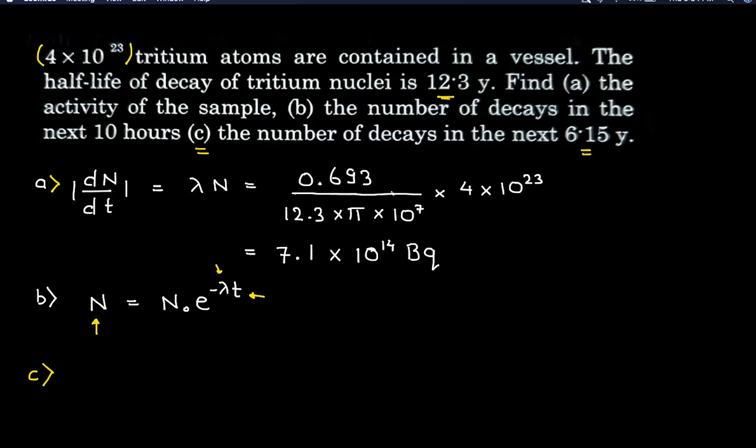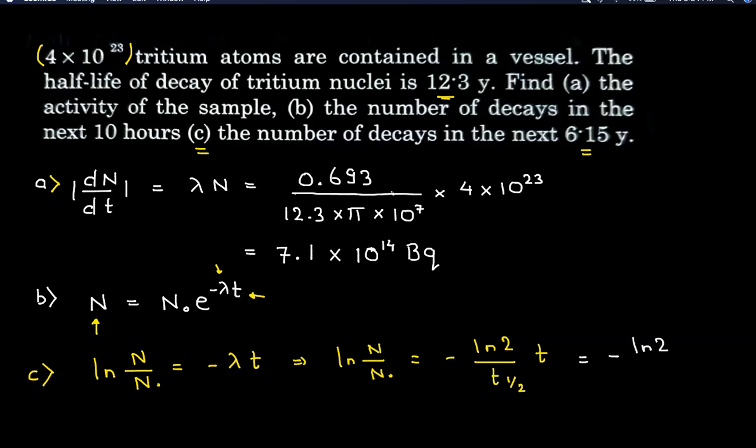Okay. So let's see how to solve this. ln(n/n₀) is equal to minus lambda into t. Now I can write this as ln(n/n₀) equal to minus of ln 2 by half life. So it is minus of ln 2, t is half of the half life. So ln 2 by 2 will come, right?